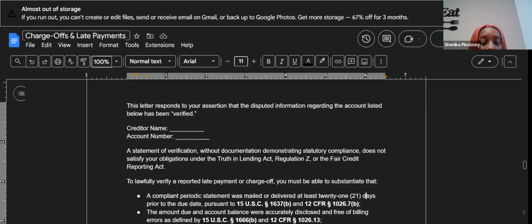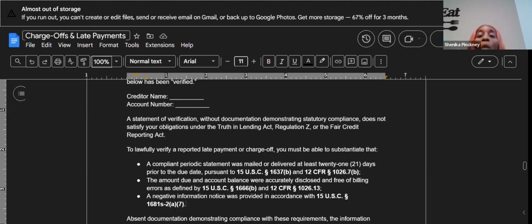It simply says a statement of verification without documentation demonstrating statutory compliance does not satisfy your obligations under the Truth in Lending Act, Regulation Z, or the Fair Credit Reporting Act. One more thing, y'all, before I further go on. Another stall tactic they do is, like the debt collectors, they send you a summary of a statement. They'll try to send y'all that too. But that's stalling. That's not what y'all asked for.